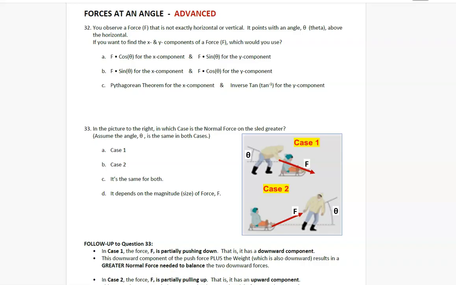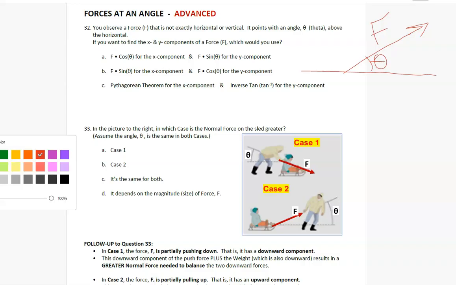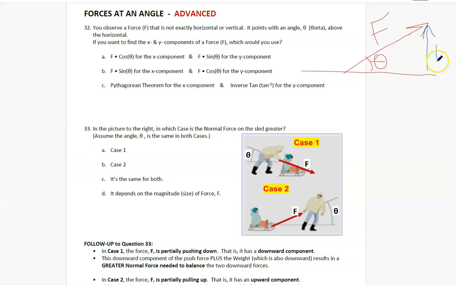Number 32, you observe a force, F, that is not exactly horizontal or vertical. In other words, it's at an angle. So if I just draw that, it's at some angle, and we'll call that angle theta. And here's the force. It's not exactly vertical. It's not exactly horizontal. If you want to find the x and y components of this, what do you do? Well, here would be the y component of that force, and here would be the x component of that force. If you were to add this vector and this vector together, you would get the original force vector.